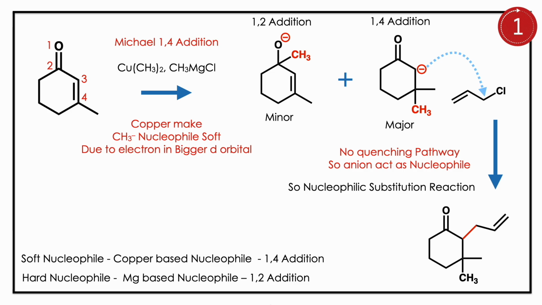Then you have a nucleophile. Because you don't have any quenching pathway, the nucleophile, a carbon nucleophile, attacks the chloride. You have a new C-C bond. So the concept you have to learn here is Michael addition can also generate a new nucleophile which in turn acts like a normal one.